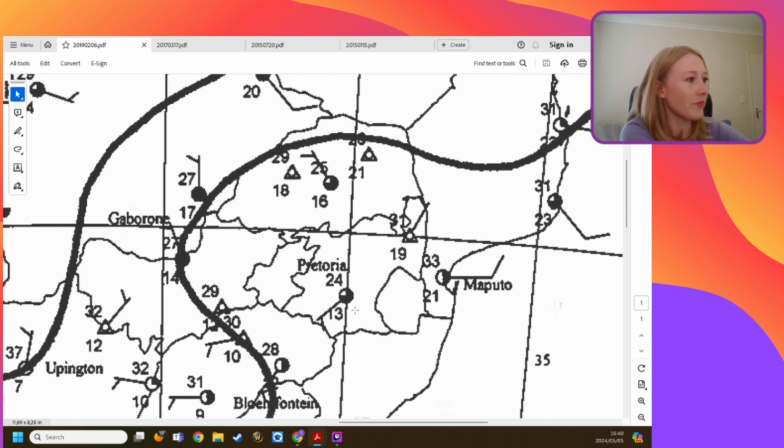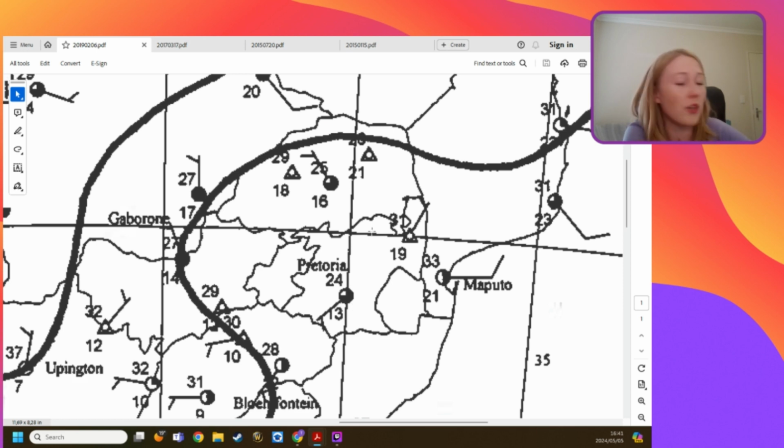Okay, so we have Pretoria. Let's start with the temperature. So temperature, 24 degrees Celsius. Remember, always Celsius. 24 degrees Celsius. And this bottom one, that's not minimum temperature. I often hear that get answered. That's not minimum temperature. That is dew point temperature. So that's the temperature it needs to reach for there to be any precipitation. Okay, and that is 13 degrees Celsius.